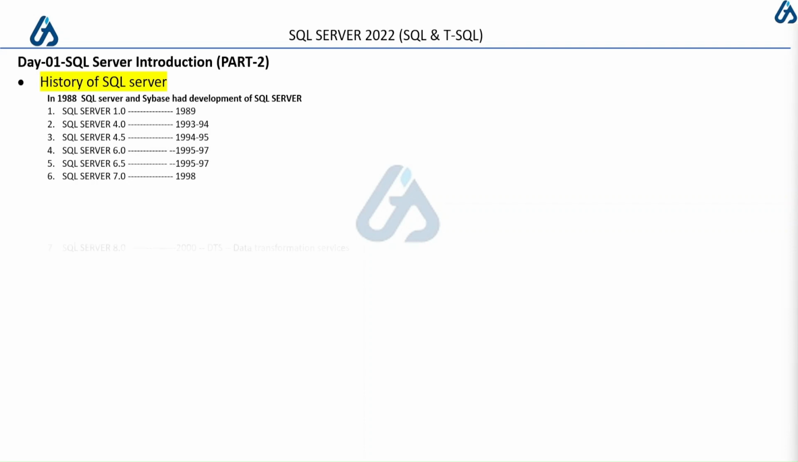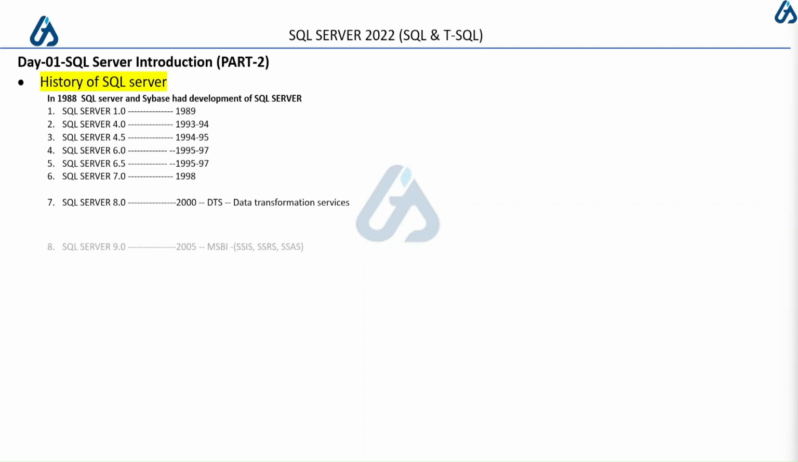Later, SQL Server released the 8.0 version in the year 2000 with a service called DTS, Data Transformation Services. Along with the database, this Data Transformation Services is used to pull data from a text file or Excel file with some set of data, with limited features.